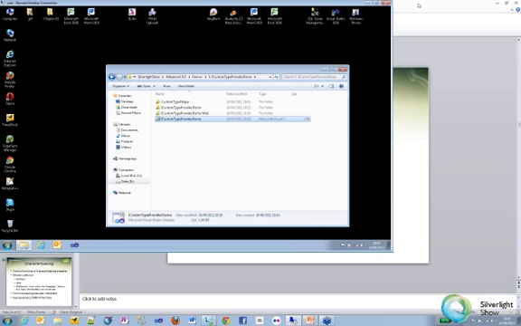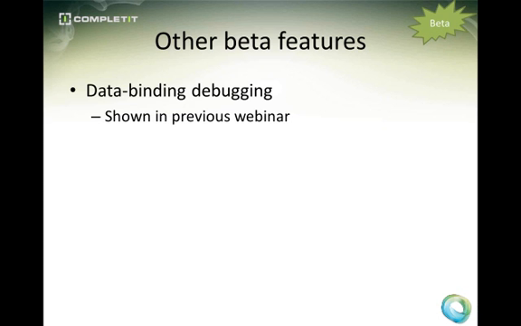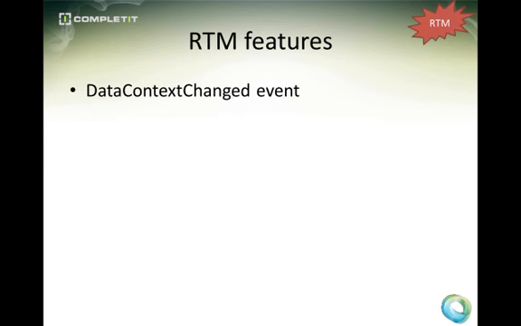Okay, what I haven't shown you, because this was covered in the previous webinar already, is data binding debugging. And what I've also not shown you is a data context changed event, and that is not because I didn't want to, but because it is not available in the beta at this point.